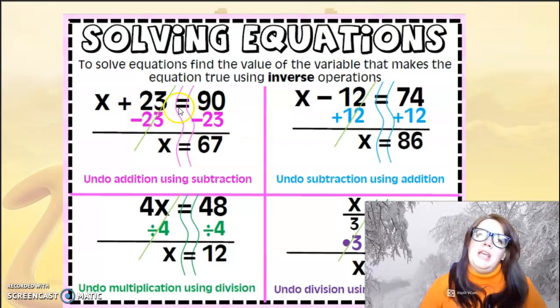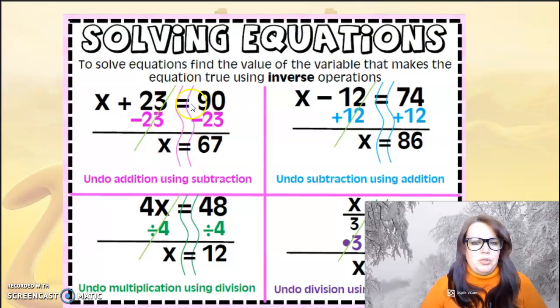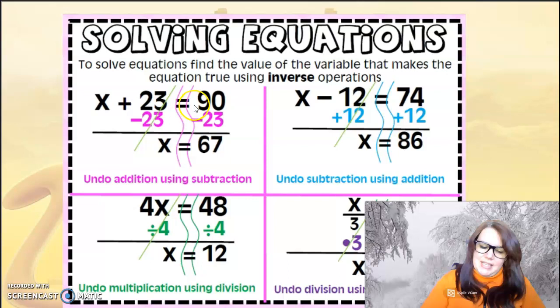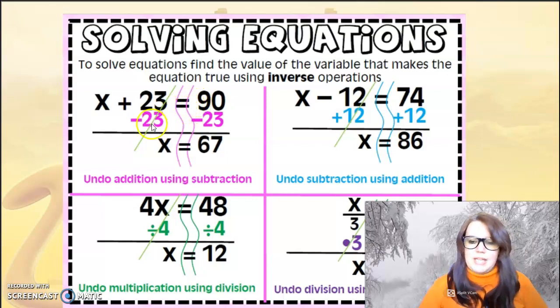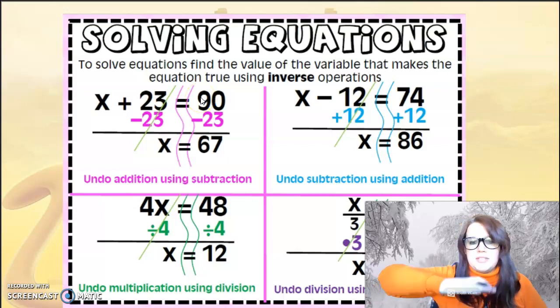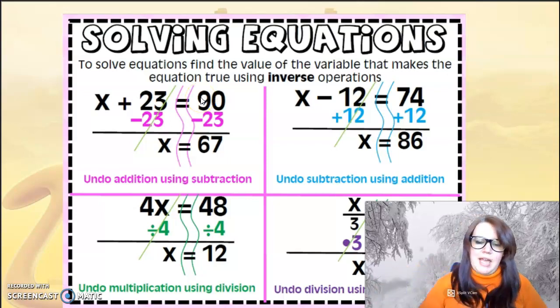Now, this is a key. This is a beautiful equal sign, okay? An equal sign is super important because it means that things are equal on both sides. This is in that Desmos activity where we did wait for it. It is like a seesaw, okay? Both sides, whatever happens to one side has to happen to the other.